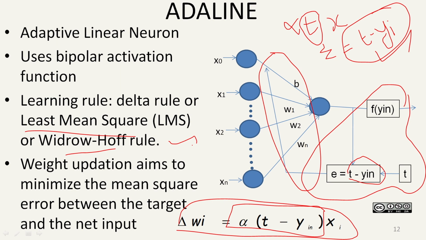Coming to architecture, it is the same. Coming to net input calculation, it is the same. Coming to weight updation, it is the same. And what is the change? It is how to calculate the change in weight value. The change in weight value, del w, is equal to alpha into the difference between the target and the net input, multiplied by the individual input. So this is the ADALINE model.